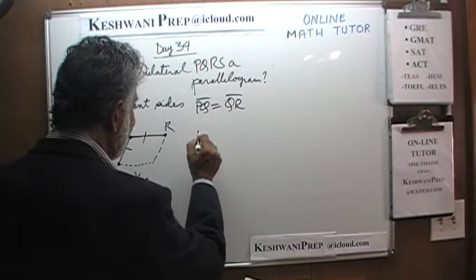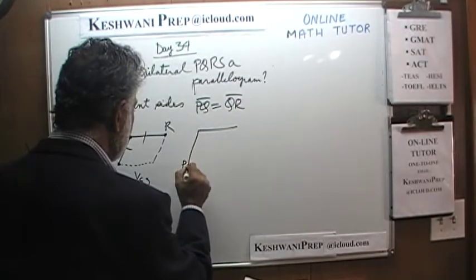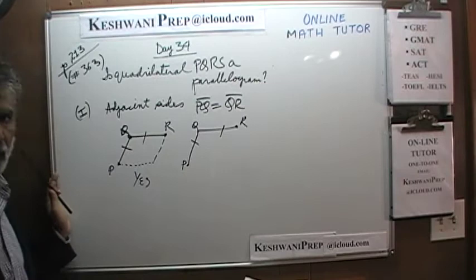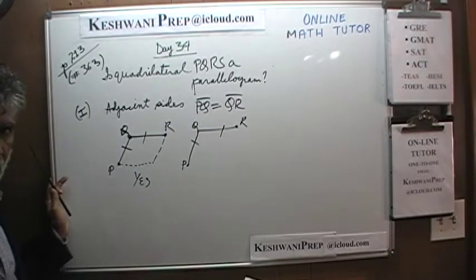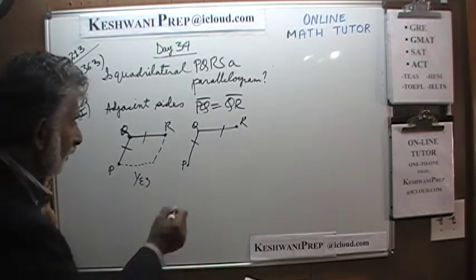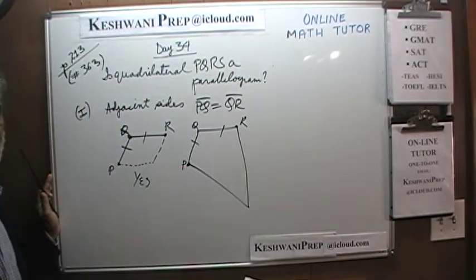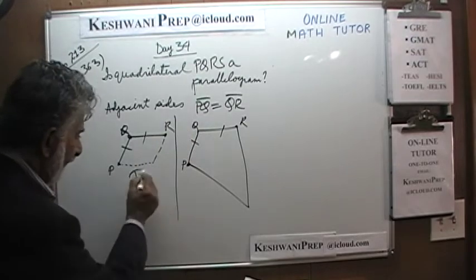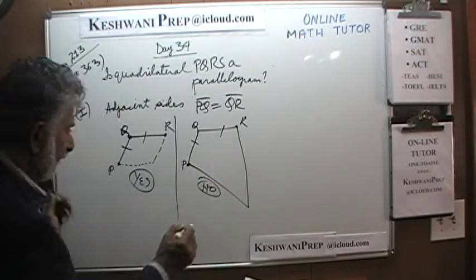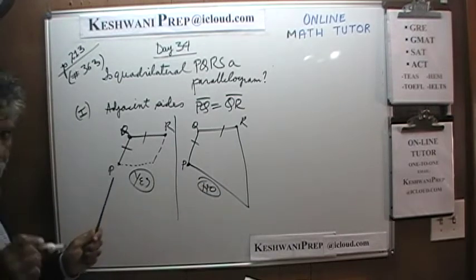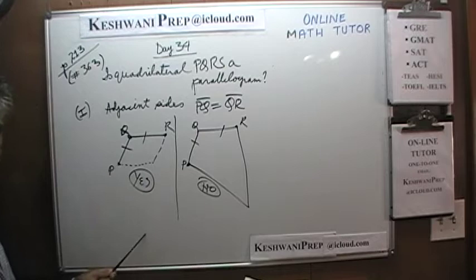All we know is that these two sides are equal. P, Q, and R. These two sides are equal, and that is all we are told. But does it have to be a parallelogram? The answer is no. For all we know, it could be something like this, in which case it is not a parallelogram. So this part was the yes part, and this part was the no part. Is it a parallelogram? Yes, it is. No, it is not. It's conflicting. We can't really tell. There is one more possibility, which falls under the category of yes.